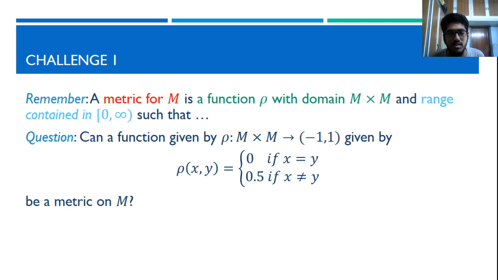The question is this: can a function rho, defined from M cross M to the open interval -1, 1, given by rho of x comma y equal to 0 if x is equal to y, and 0.5 if x is not equal to y, be a metric on M? Let M be, for ease, let me restrict M to be R or any set.